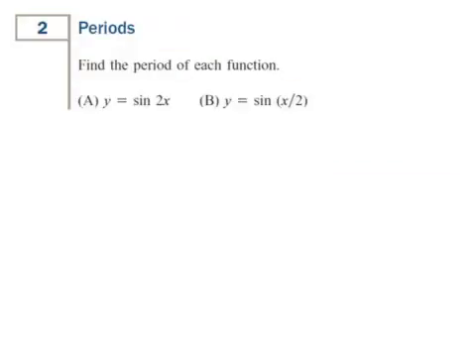Alright, find the period of each function. So we just have to use that formula that we had before. Okay, so our period is 2 pi over B. So for A, our B is 2, so we'd have 2 pi over 2. Therefore, the period is pi.